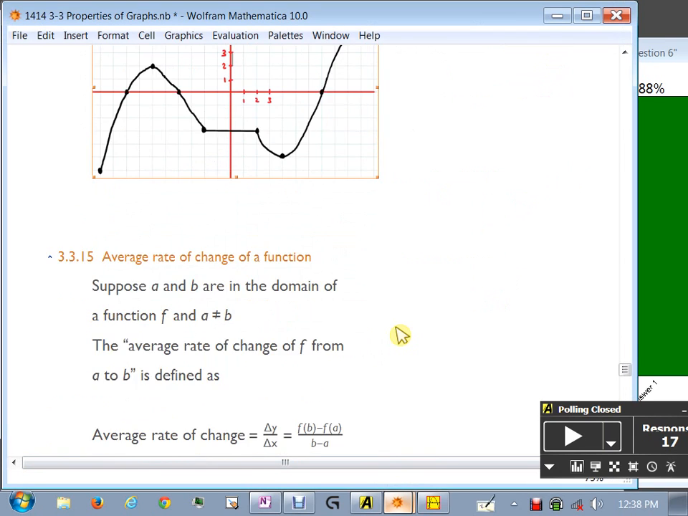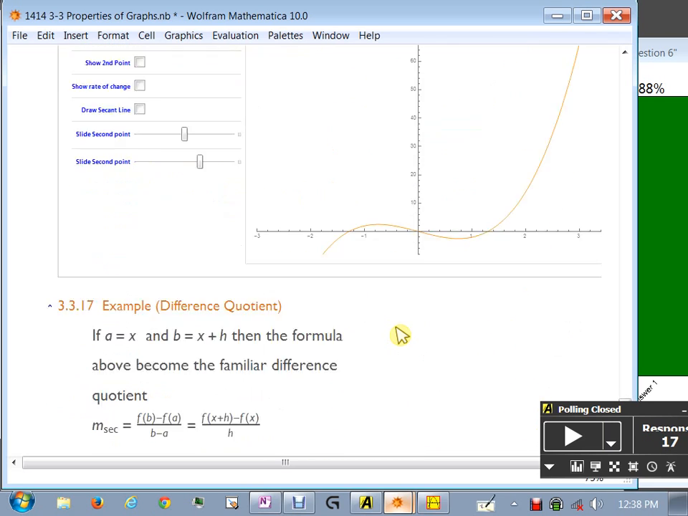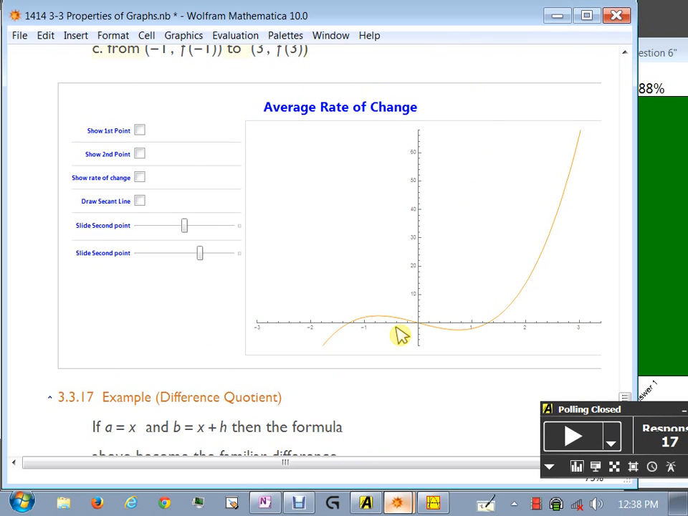I hope that helped. So we still have more to do in 3.3. We're going to finish that up next time. So on your homework for 3.3, let me tell you what you can do right now because you can't do it all.